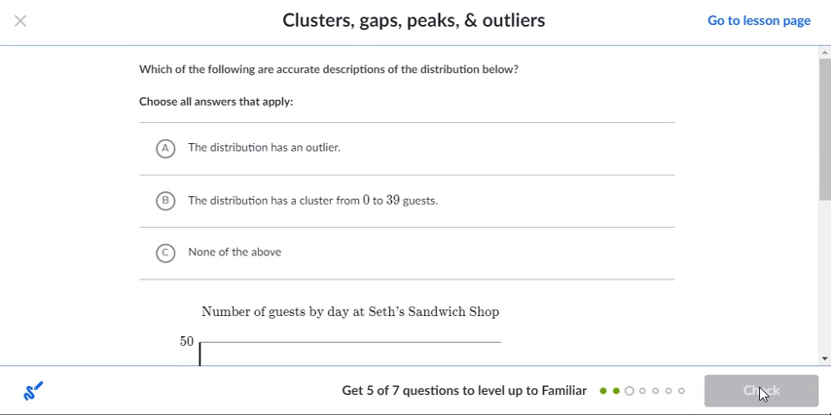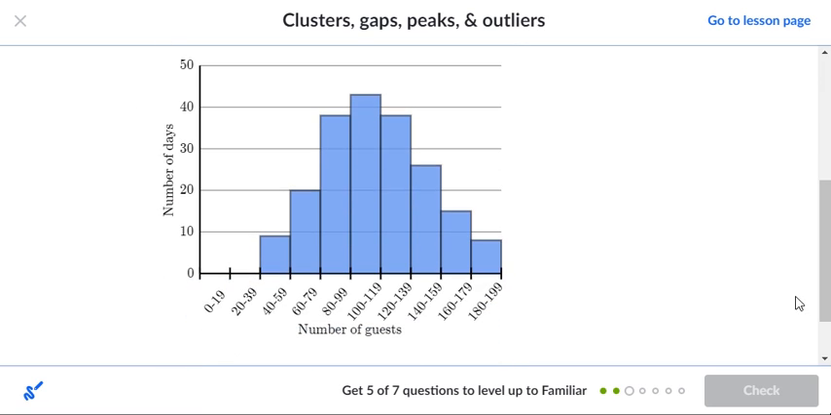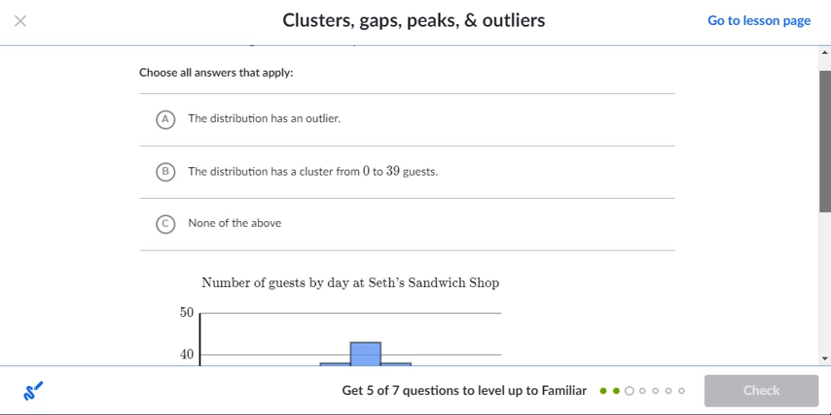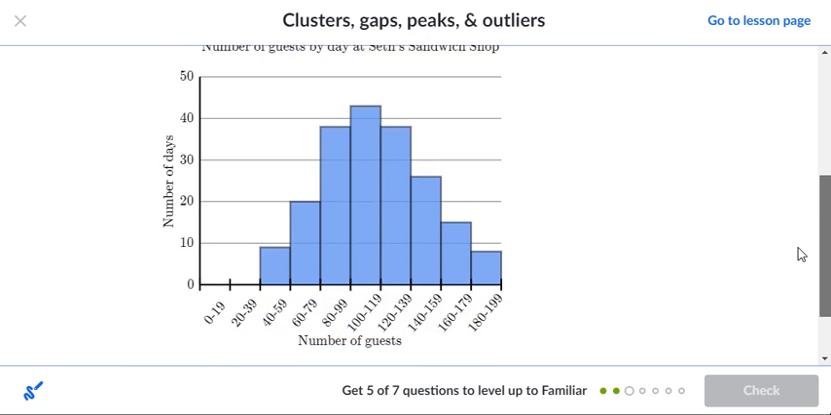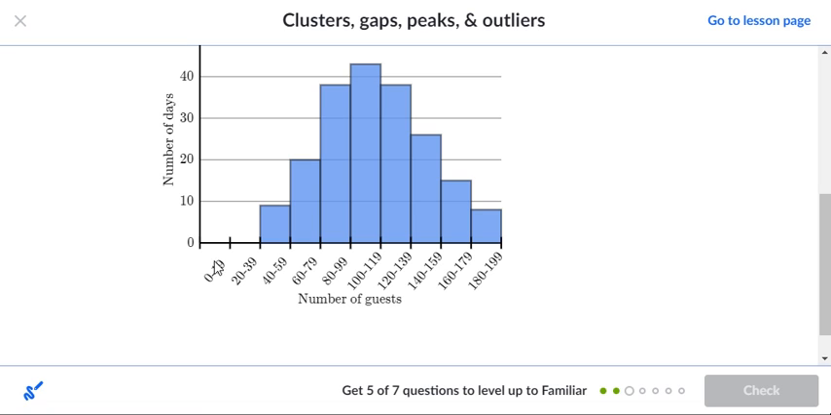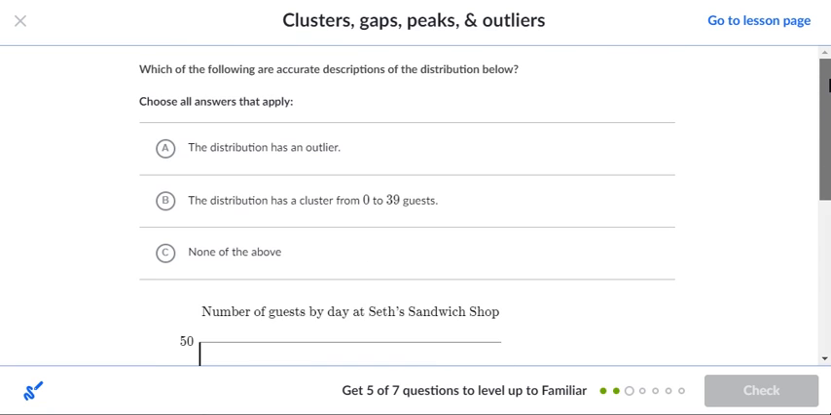Which of the following are accurate descriptions of the distribution below? The distribution has an outlier. So an outlier would be a number that's disconnected from the rest of these bars going up. It would be way over to the side, way over to the right, or way over to the left. But there's nothing here because all these bars are connected. They're touching each other. So that's not correct. The distribution has a cluster from 0 to 39. Well, that's not a cluster, that's a gap because there's really no number shown there. So that would be considered to be a gap.